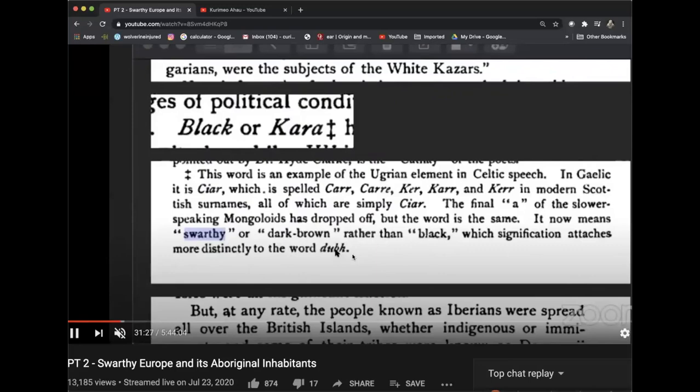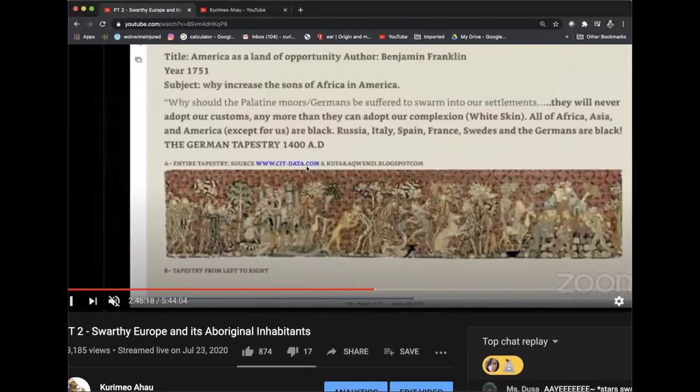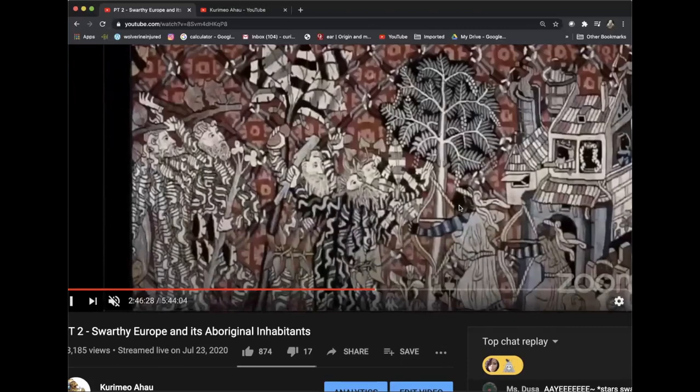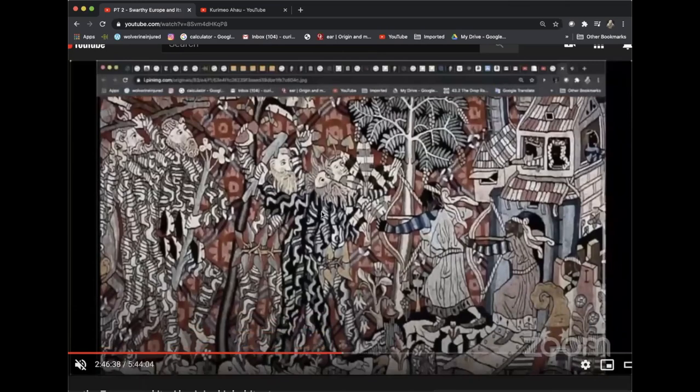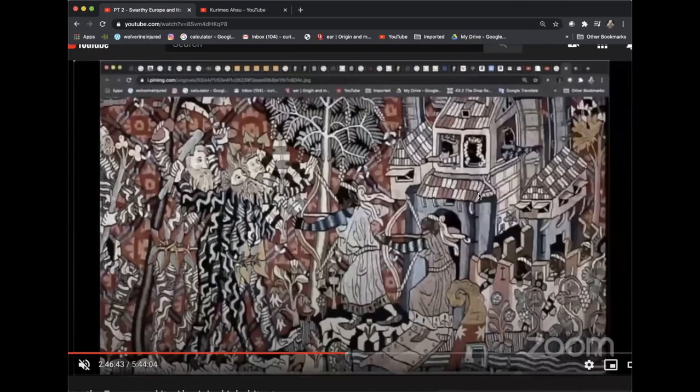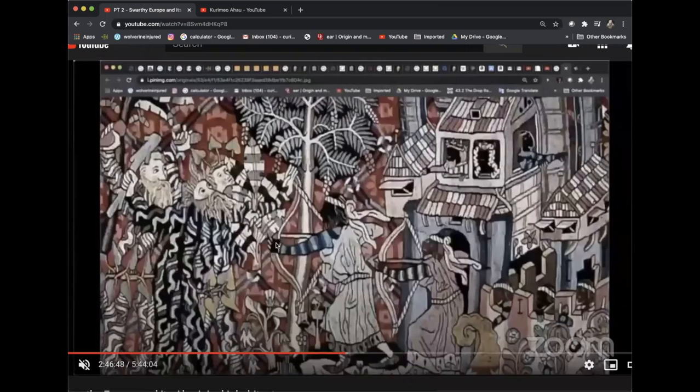In this part of the video I'm showing the German tapestry from 1400 AD supposedly, and it's funny because it shows a castle and some people in it protecting it from an invasion by some other people. When we get close up, as I'm going to show you right now, you see these are pale-skinned, wild-looking people. And you see who's defending the castle. These are swarthy people, dark brown people, so-called black people in the castle, defending and shooting at the wild people. This is historic.